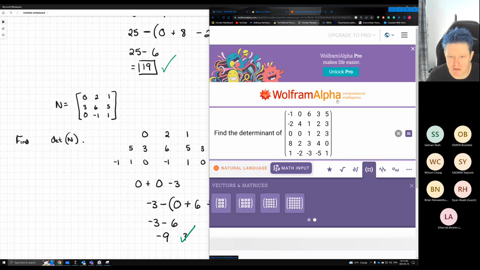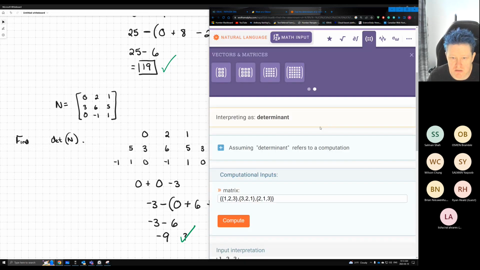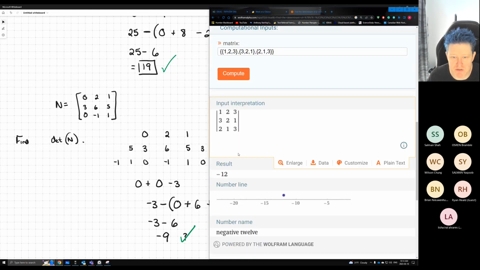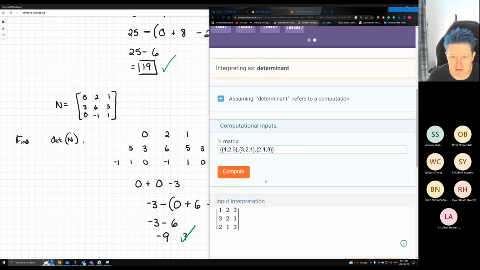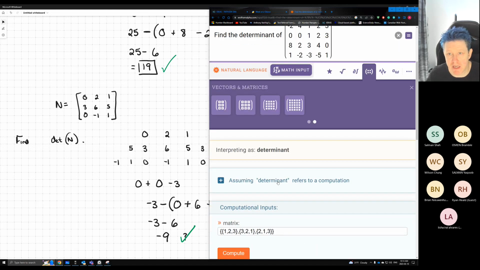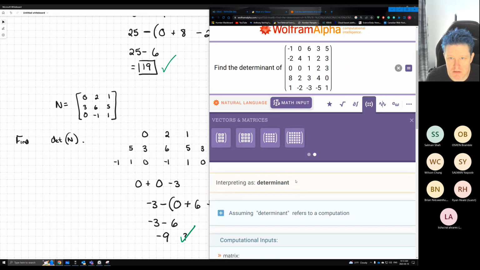What about this? Well, for some reason, it's only using 2, 3, 4, 2, 3, 4, 4. Okay, I don't know why it's not computing this one. Anyway, I guess you guys will have to use MATLAB or something. I figured Wolfram Alpha would do this for you. I don't know why it will not accept this.